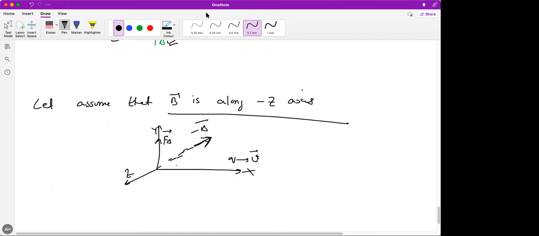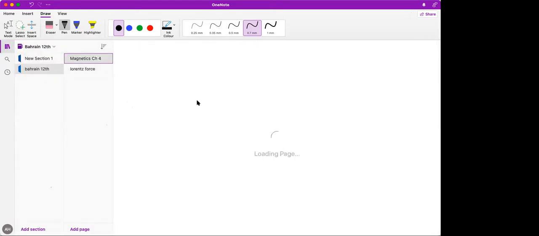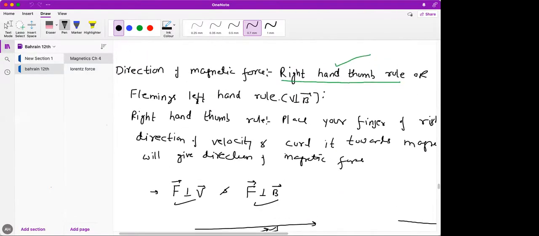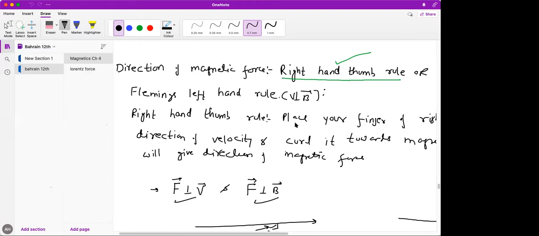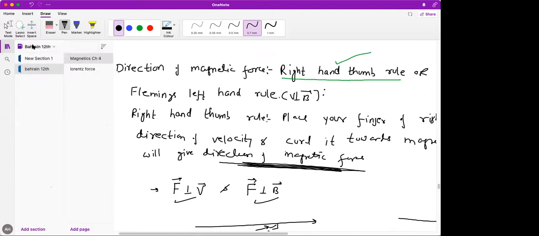Okay, so Mariam, the thumb is indicating the direction of force. We have written the right hand thumb rule here. Place the fingers of your right hand in the direction of velocity and curl them towards the magnetic field. The thumb will give the direction of magnetic force. Okay, Mariam? Yes, sir.